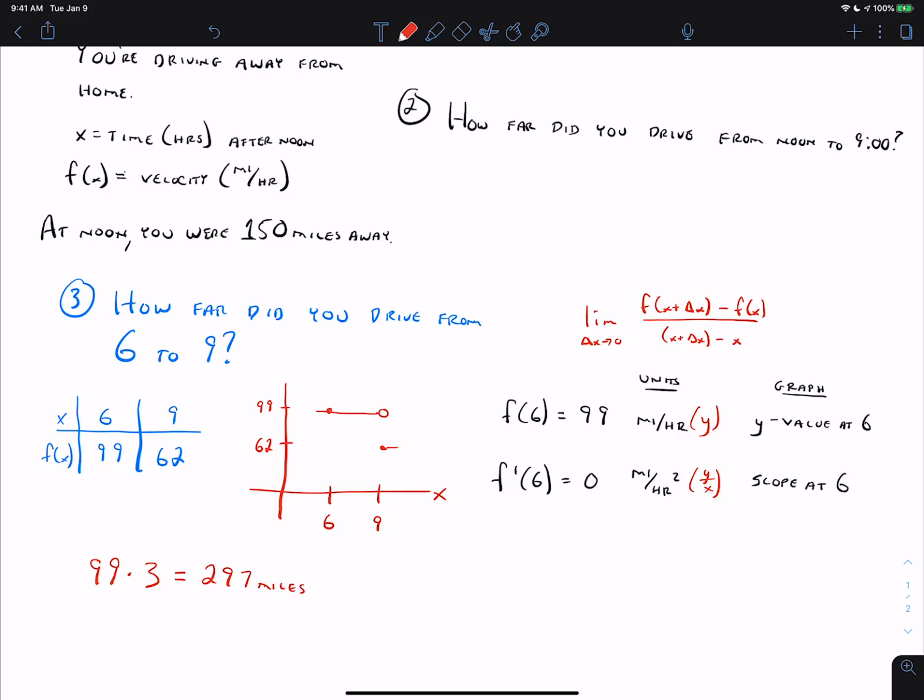That means that we always are calculating the slope. The units are always the units of y divided by the units of x when we're talking about f prime. The units are not always miles per hour squared. That's specific to this application.